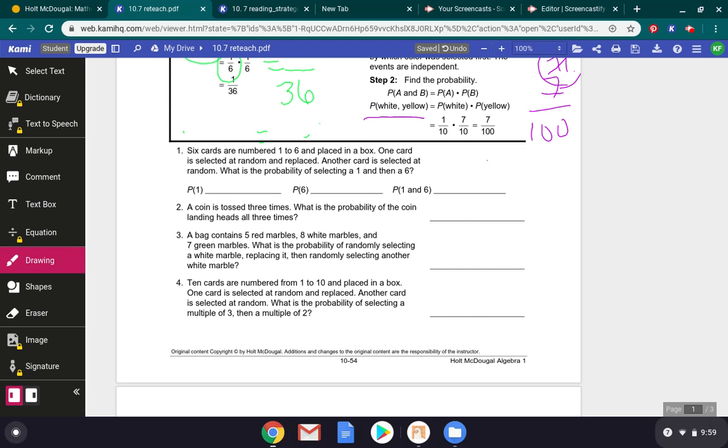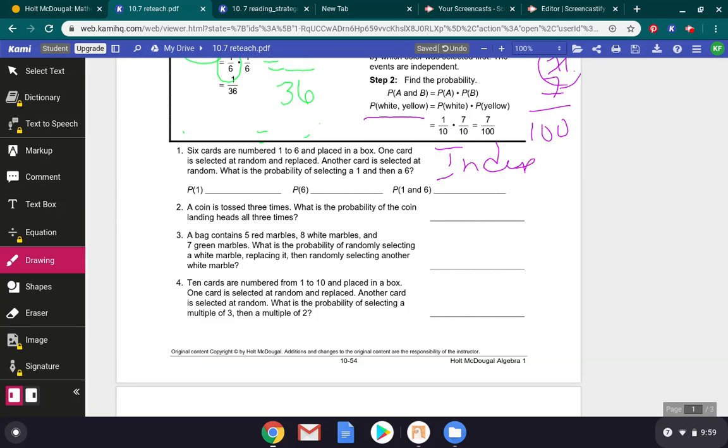Replace means that these events are going to be independent. It didn't work, let me see if I can do that again. Selecting blue. Okay. All right. So it says here, another card is selected at random. What's the probability of selecting a 1 and then a 6?